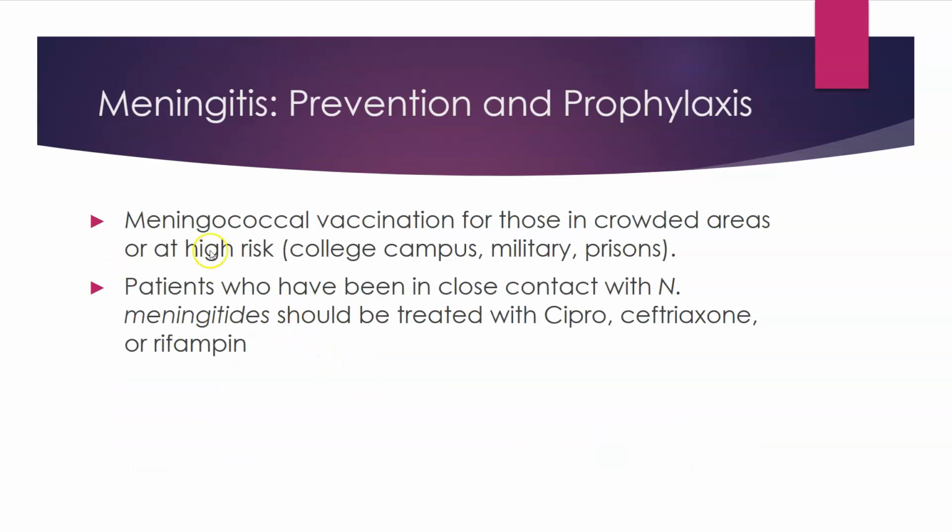So those people that are at risk should maybe avoid some of the crowded areas. Those in very crowded places are at higher risk for meningitis. So college campuses, especially college dorms, military, especially the barracks, prisons, those places. Patients who have been in close contact with a patient with meningitis might be put on medications. If you've been around somebody, especially with Neisseria meningitis, then you might be prophylactically treated with Cipro, rifampin, or ceftriaxone, depending on your exposure. That's why you wear a good gown, glove, and mask.